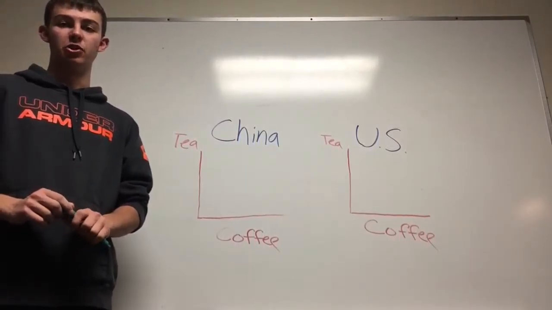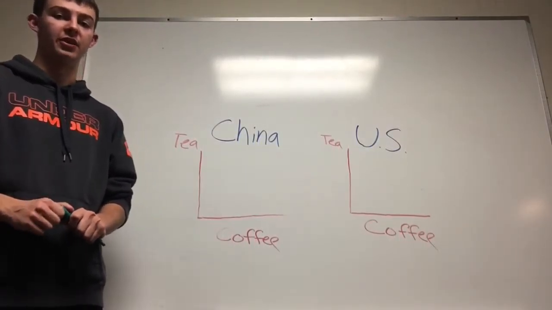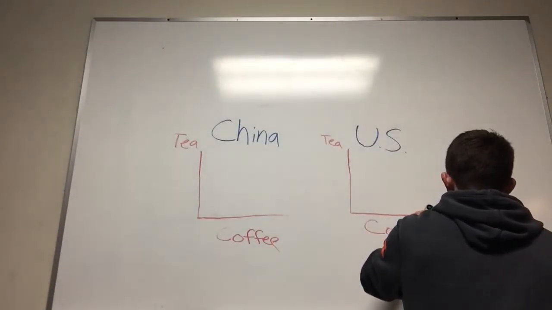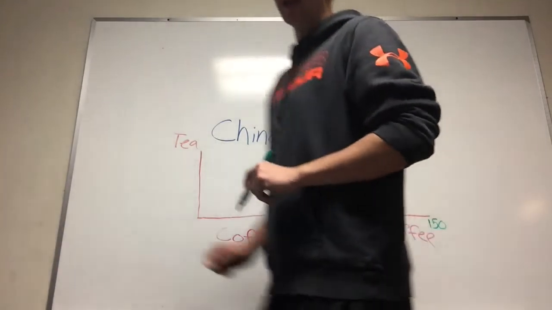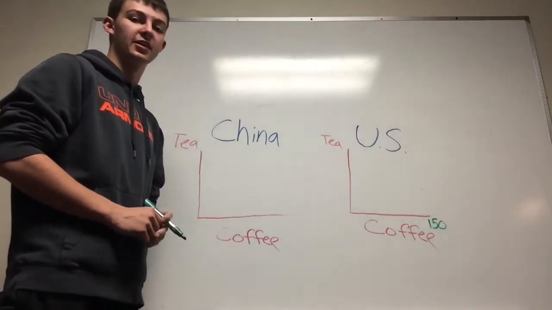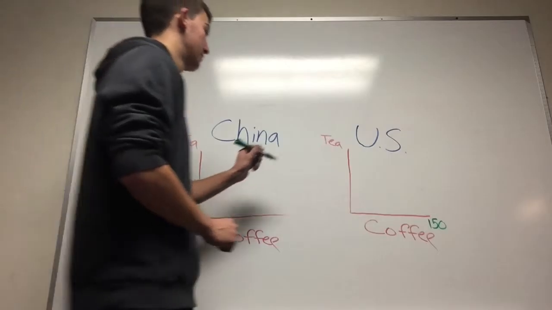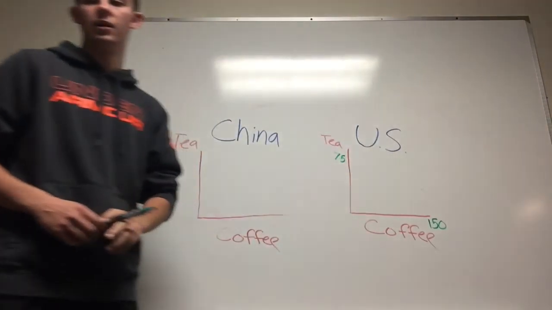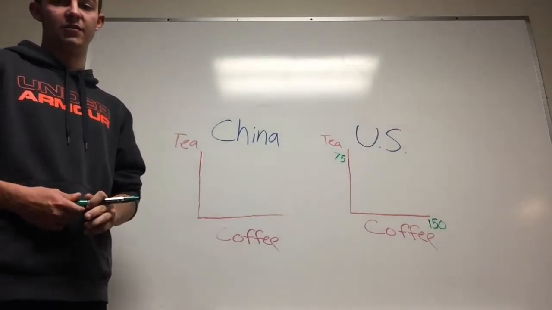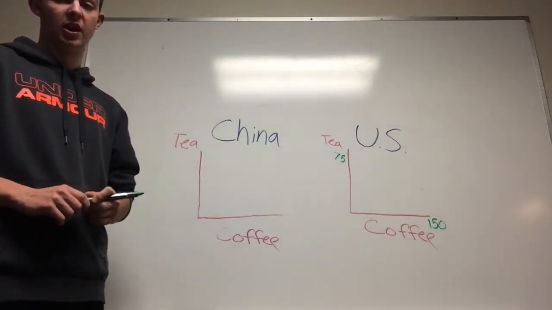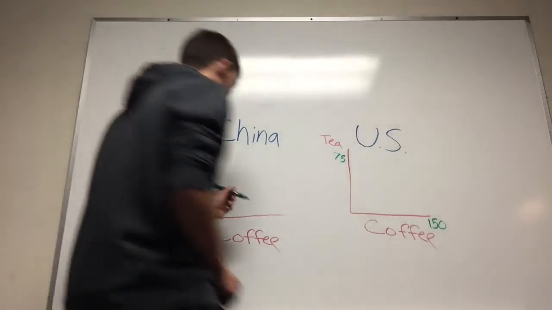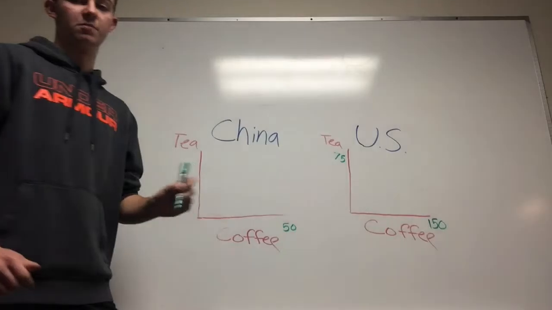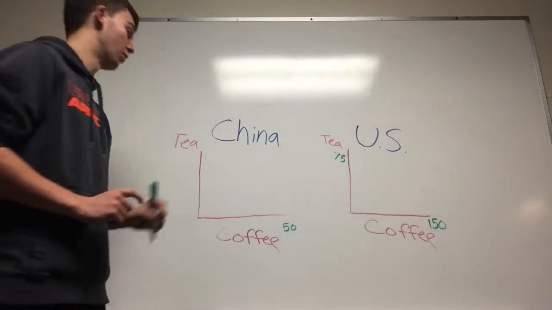So let's say that if the US specializes in producing coffee, that they can produce 150 coffees. And if they specialize in producing tea, they can produce 75 teas. Now, let's also say that if China specializes in producing coffee, they can produce 50 coffees. And if they specialize in producing tea, they can make 100 teas.